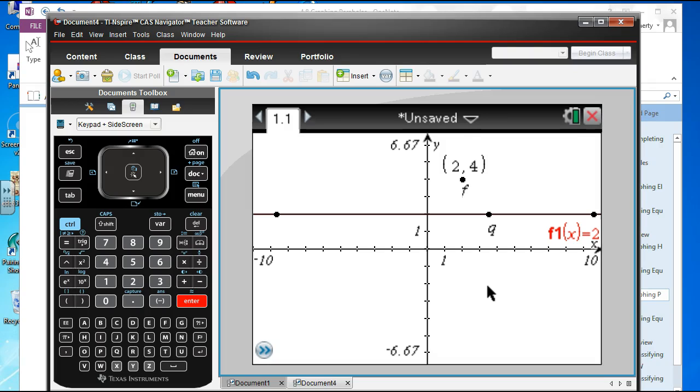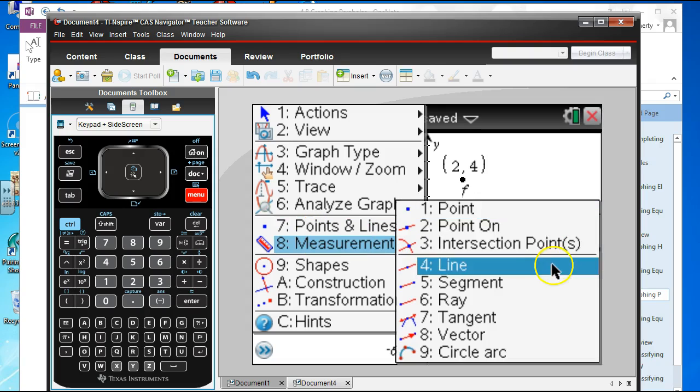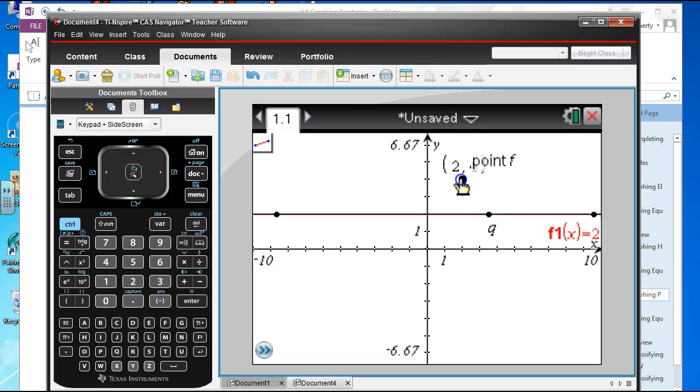What the parabola tells me is the distance from here to the parabola and from the parabola to this line have to be the same. That's the definition of the parabola. So we're going to construct it with geometry. Let's create a line segment that connects point F and point Q. Okay, everyone agree that's the line segment connecting F and Q.